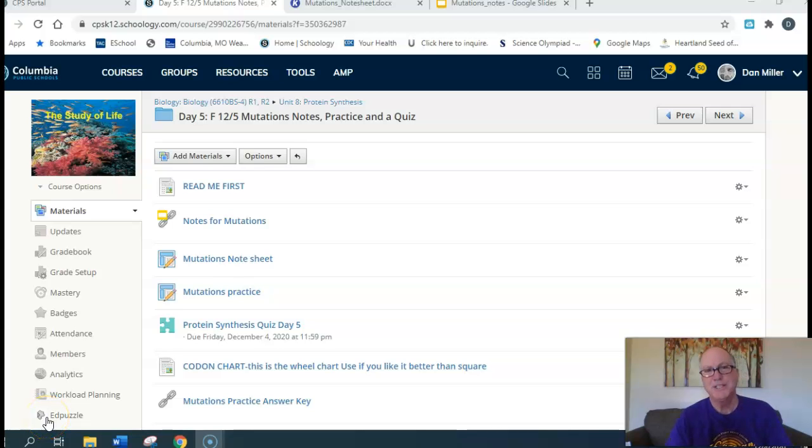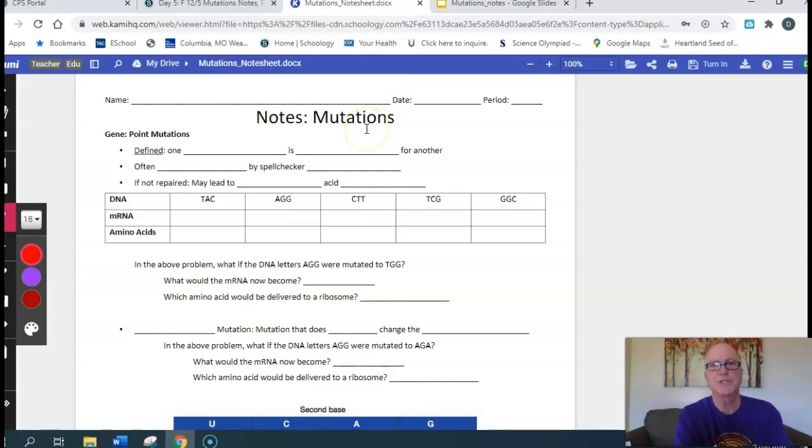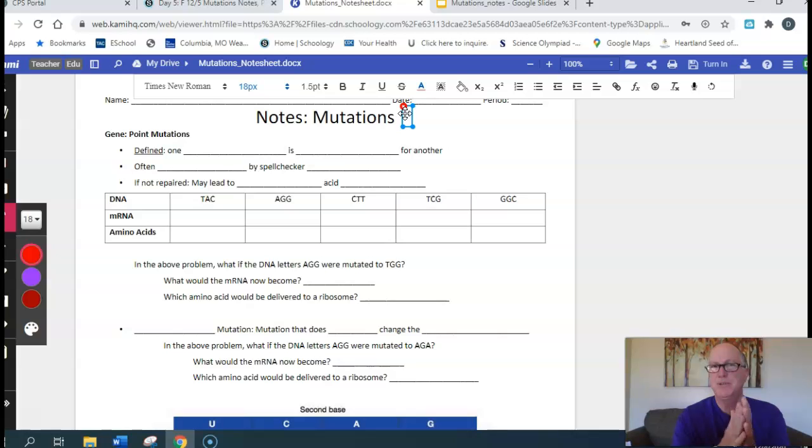Hi, this is Mr. Miller, and today's lesson is on mutations. If you would go to day 5 in your protein synthesis folder and open up the mutations note sheet right here, you will find this worksheet right here. And let's define mutations first.